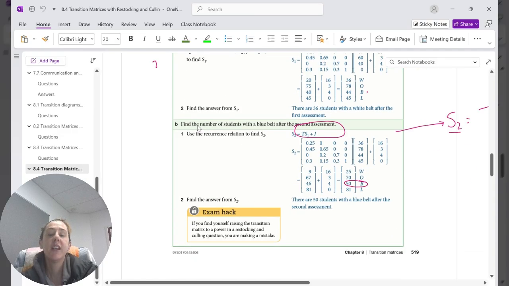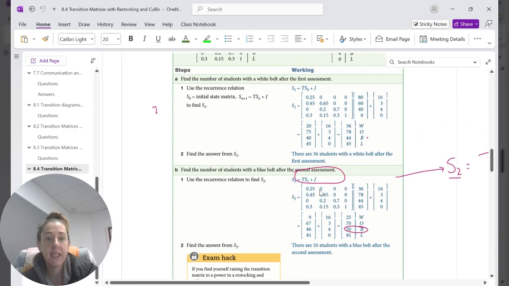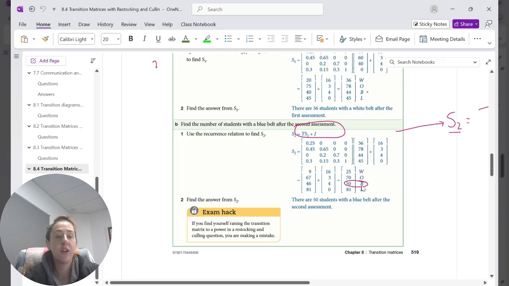Okay, so now we want to find the blue belt after the second assessment. So we need to use the S of 1. So this is now our S of 1. Remember, we're not going right back because we want to do after the second assessment. So we're using this value. So we had to do our first assessment, was a new matrix of where our students are sitting with their belts. Then we're going to go to our second assessment using our first assessment. So we know now we've got 50 students who have a blue belt.